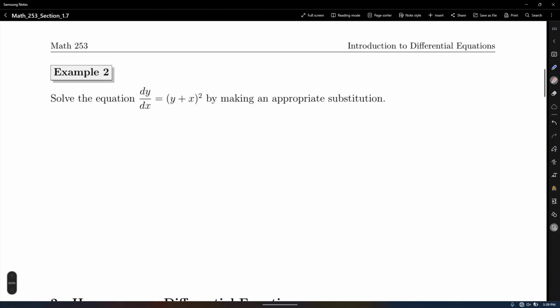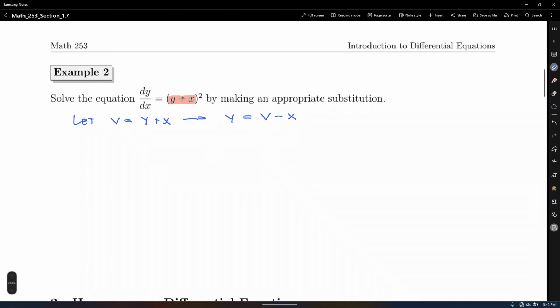x plus y, right? So this guy right here. So let v equal y plus x, okay? I'm going to solve for y, for a reason. So y equals v minus x, and that's because I would like to take the derivative to also perform a substitution for the derivative term.